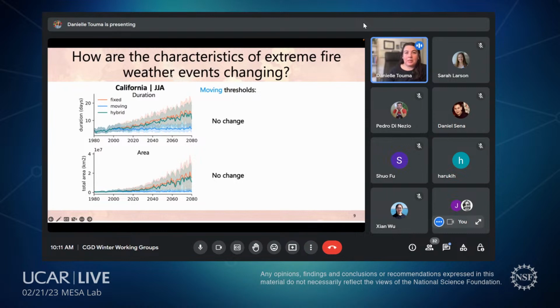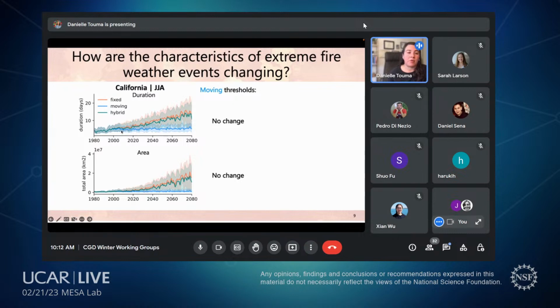Now let's see how these characteristics are changing over time. So here again, I'm focusing on California for the summer months only. And on the top, I have the duration of events in number of days. And on the bottom, I have the area of these events, so the total coverage over their lifetimes. And in each, I'm showing the result that you get by using these different thresholds. So you can see that with the moving threshold, you have virtually no change in the duration of your events or the area of your events.